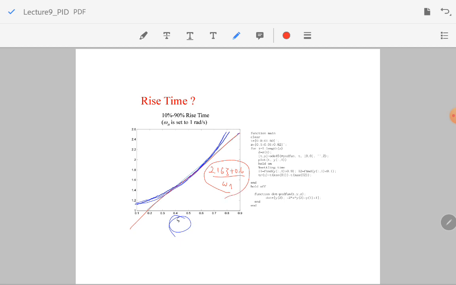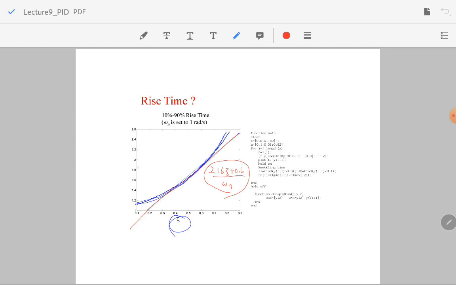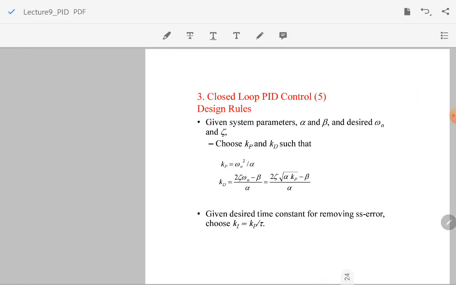But there was another expression for the rise time. What was that? 1.8 divided by omega n. I'll put the graph right here. This is 1.8 divided by omega n, and you can see this is not a good approximation. I can't remember which control book uses that, but anyway, we'll be using 2.16 zeta plus 0.6 divided by omega n to be the rise time, the 10 to 90% rise time.